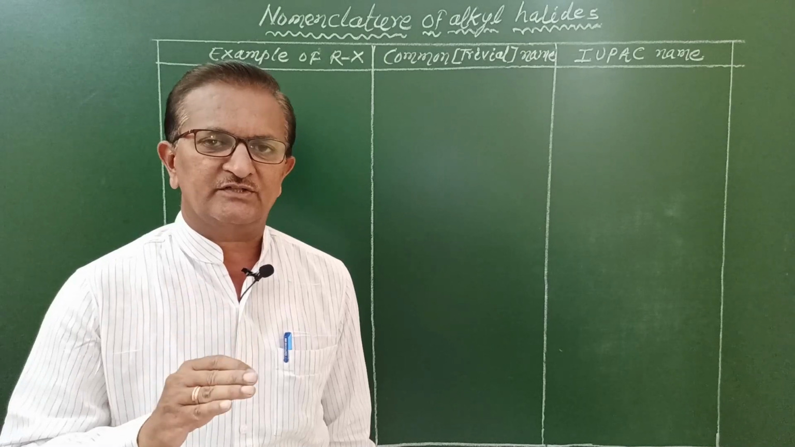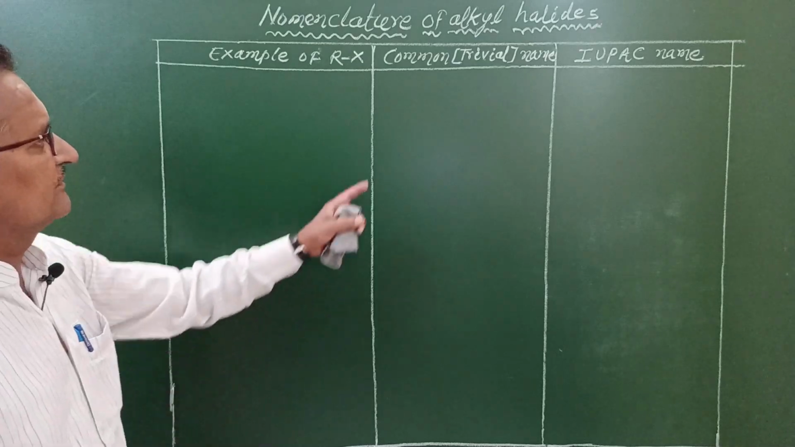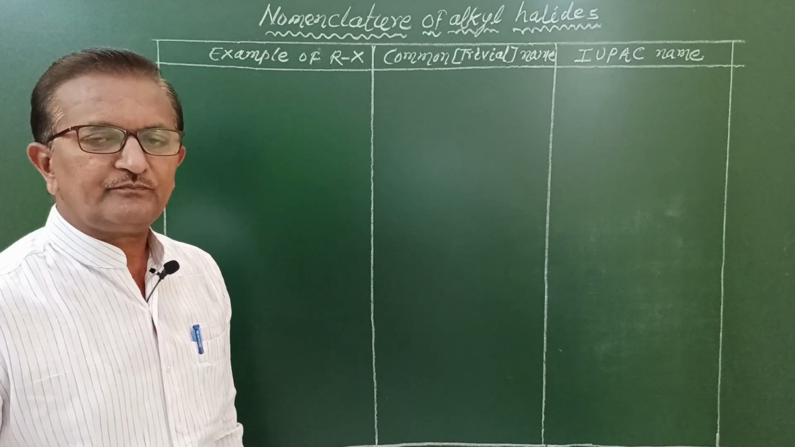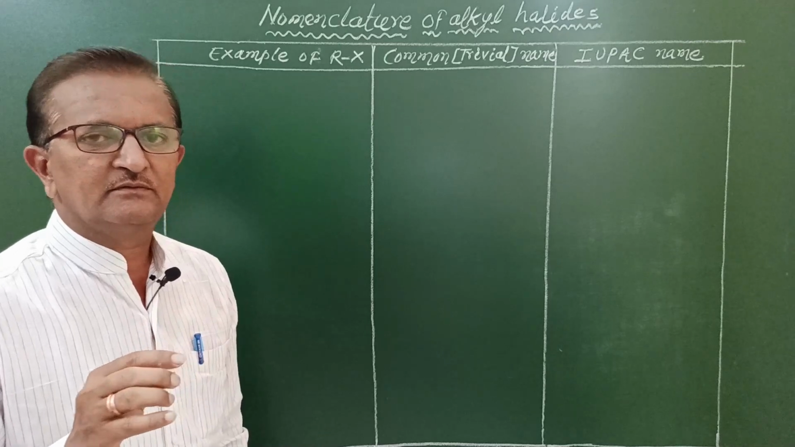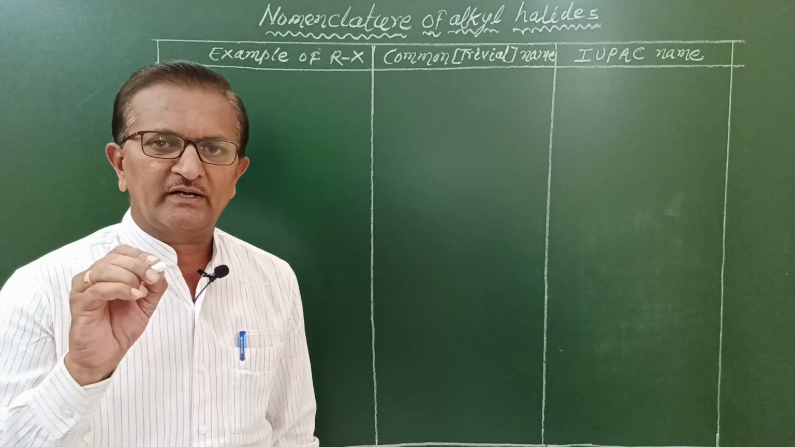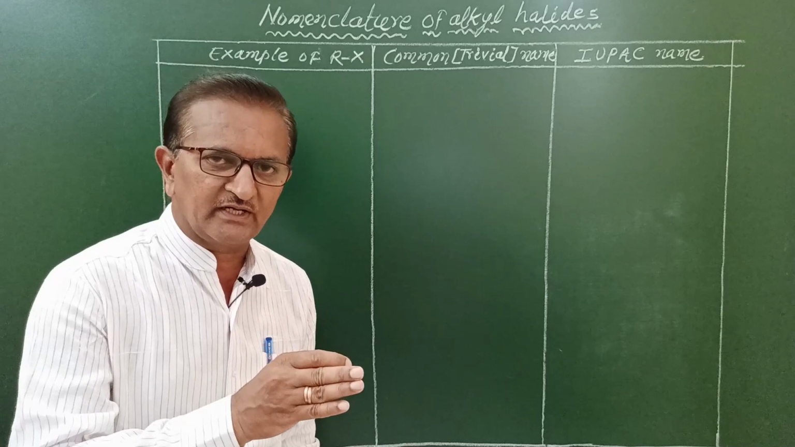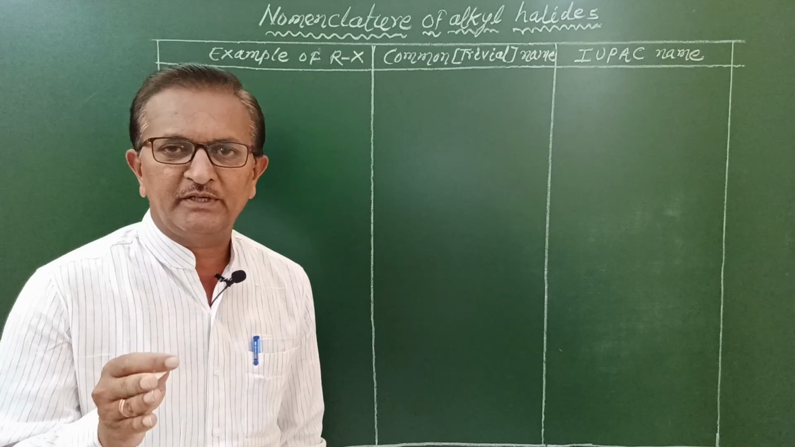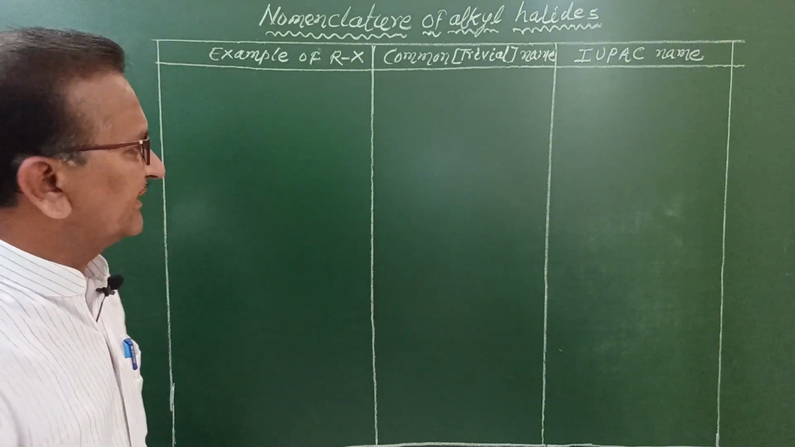Now let us start our discussion with the common name system. So there are two systems. One is the common name system and the second one is the IUPAC name system. How to derive the common name of an alkyl halide? The common name of an alkyl halide is derived by writing the name of the alkyl group followed by the name of the halogen atom as a halide. If there is a chlorine atom, chloride; bromine, bromide; iodine, iodide, etc. Now let us see some examples at the board.